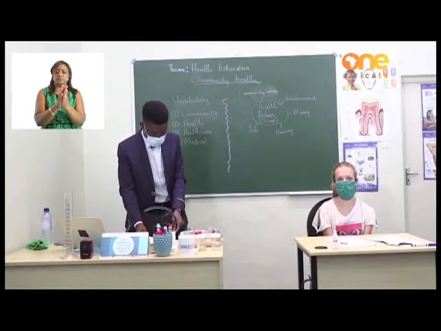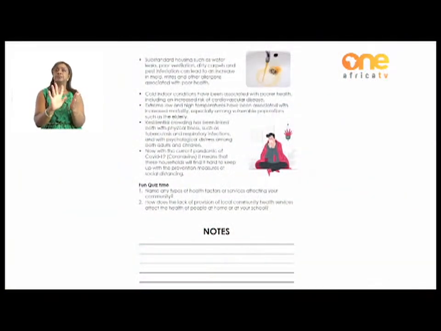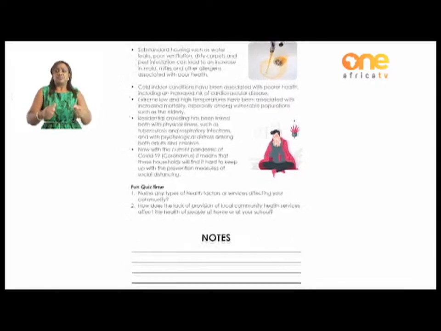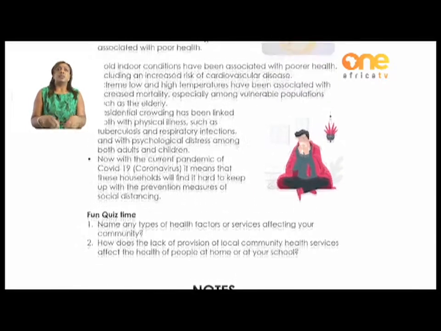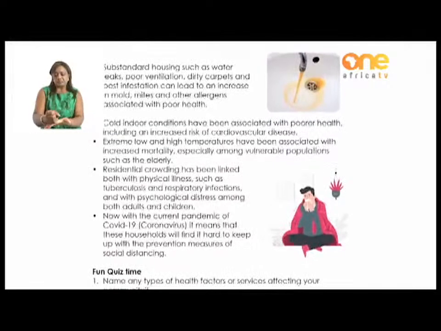On page 15, we have substandard housing such as water leaks, poor ventilation, dirty carpets, and pest infestation can lead to an increase in molds, mites, and other allergens associated with poor health. This simply means that it's the little things, even just cleaning the dishes at home to prevent cockroaches.